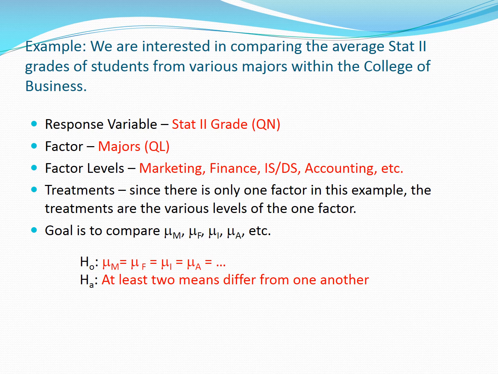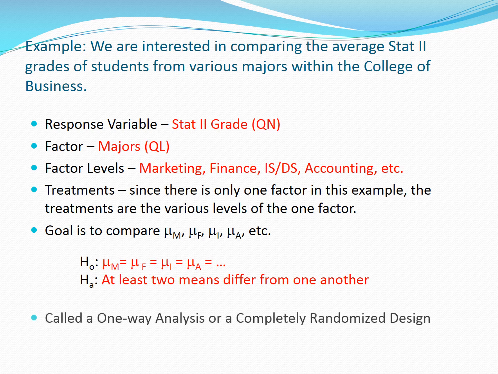Okay, the null and the alternative that we're going to set up look like this. The null is going to say, think about what we did when we had two means. We said mu1 and mu2 were the same. Now we're going to say all the means are the same, and the alternative is going to say at least two means differ from one another. And as I mentioned just a second ago, this is referred to as a one-way, referring to the number of factors. The other name we'll give to this is a completely randomized design.